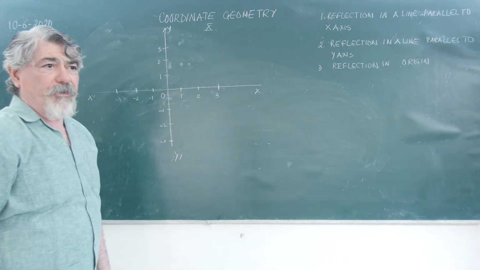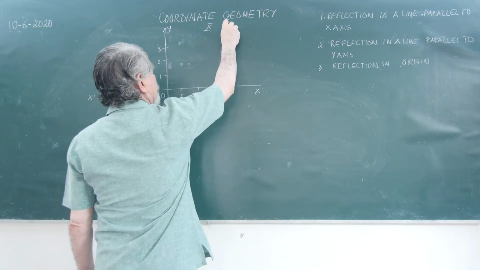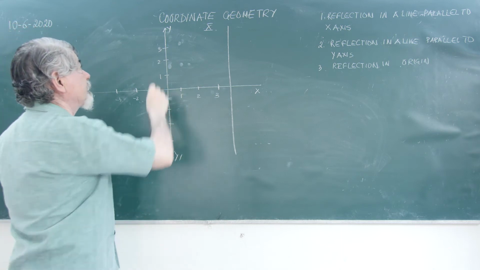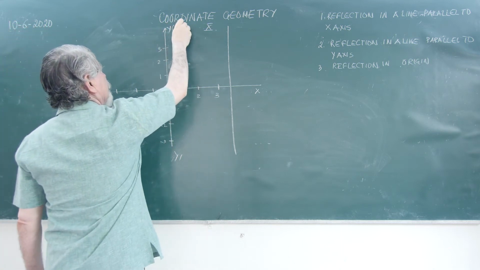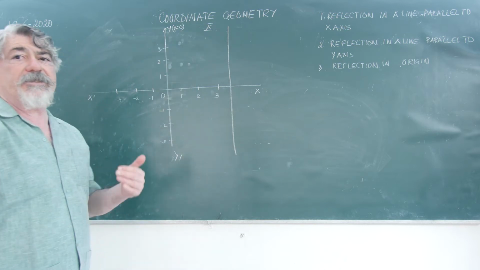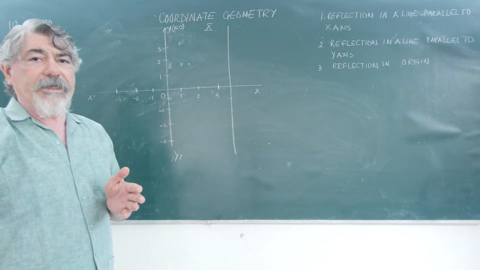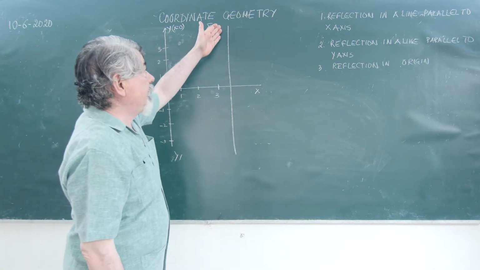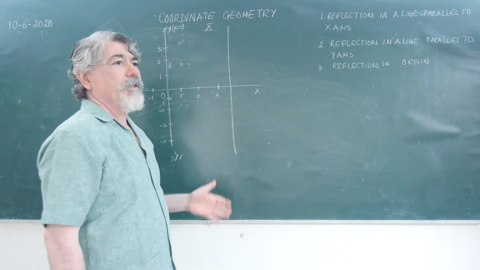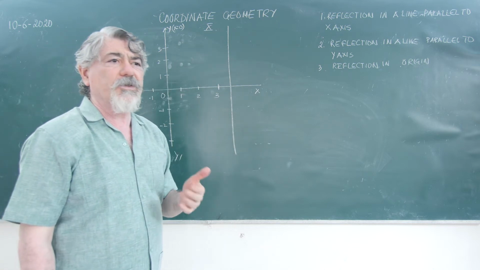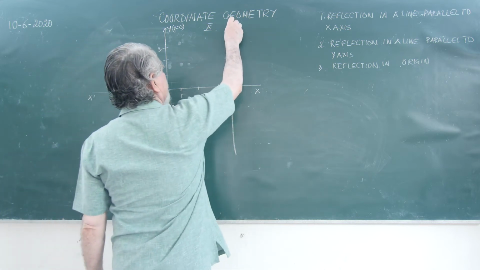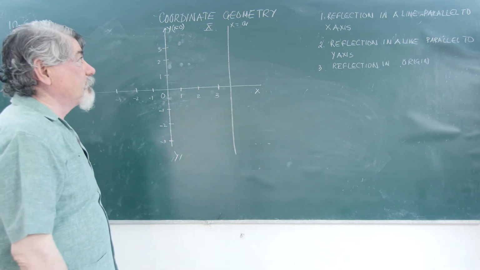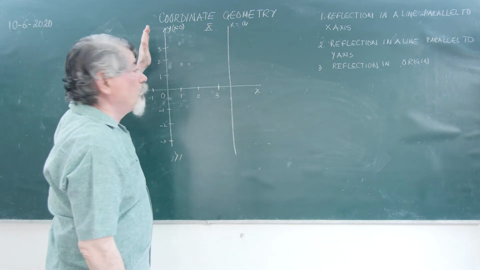Now let me take a line which is parallel to y-axis. The equation of y-axis is x is equal to 0, because on the y-axis the x coordinate is always 0. So any line which is parallel to y-axis will be x is equal to a constant. Suppose again I take x is equal to a. I say the line is x is equal to a. This is a line parallel to y-axis.